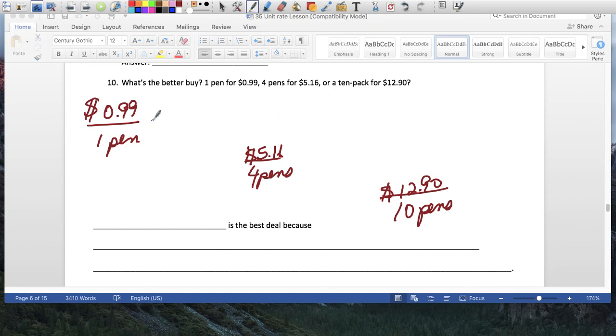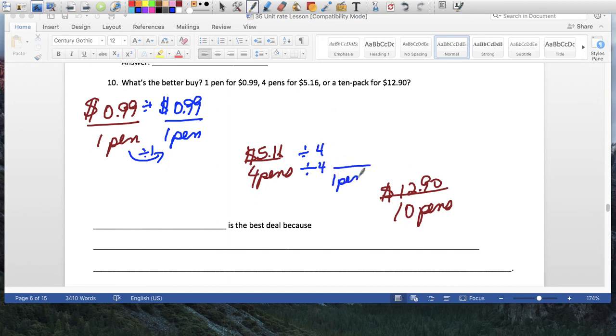So this one's already done, right? If you think about it, divide by 1 is the same thing, so you didn't really have to do anything. So that's that. This one I have to change. Divide by 4, divide by 4.